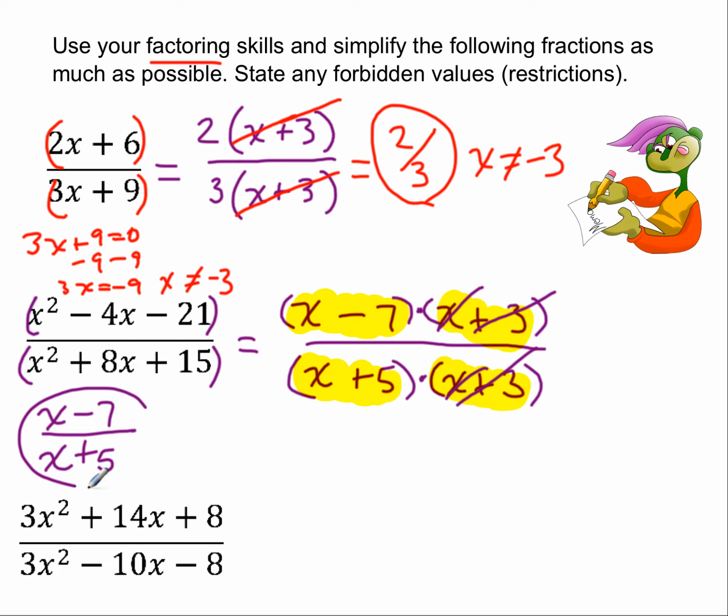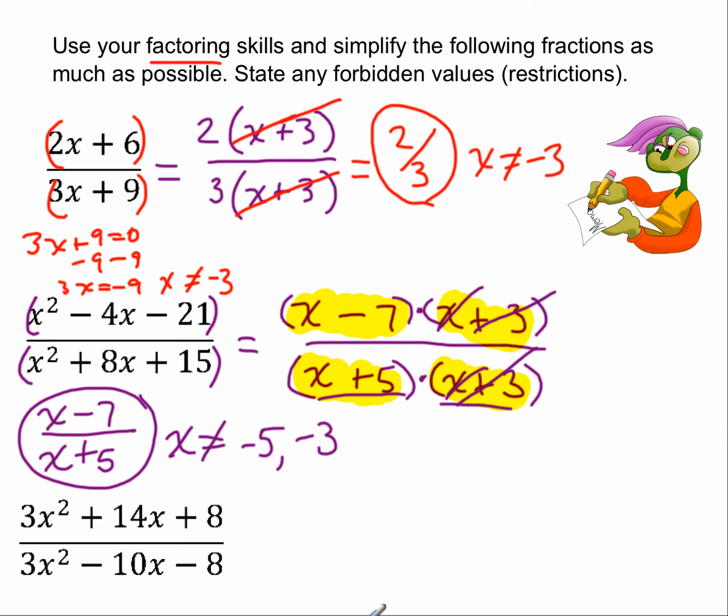That's my final answer. Okay, now what are my restrictions? X cannot equal what two values? Well, I could look right here and see if I can figure it out, but that's kind of hard. So I'm going to look at the factored form and see if I can see my answer there. What would cause this denominator to turn into 0? Well, x couldn't be negative 5 and x couldn't be negative 3, because both of those would turn each one into 0 and then I'd have a 0 in the denominator. So my restrictions are x cannot equal negative 5 and x cannot equal negative 3. And I'm done.